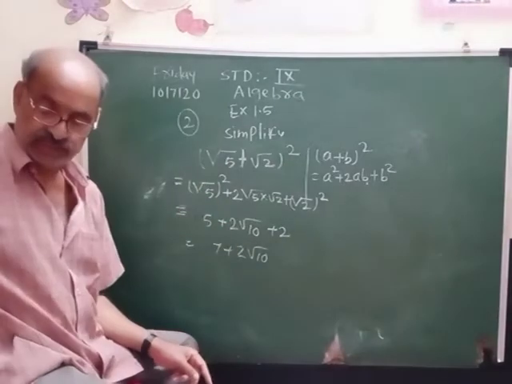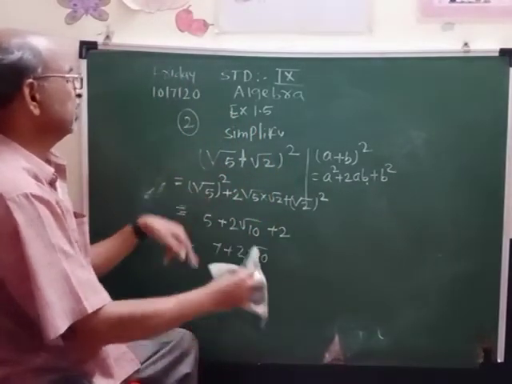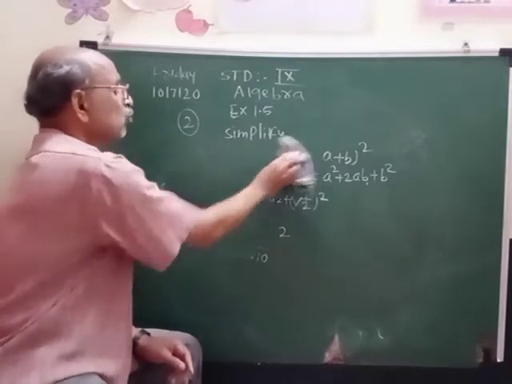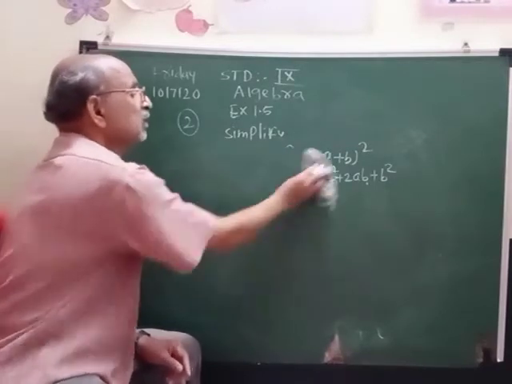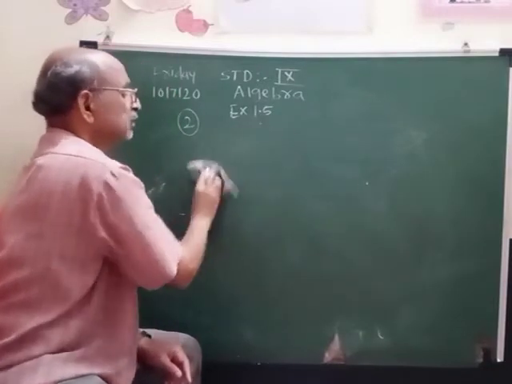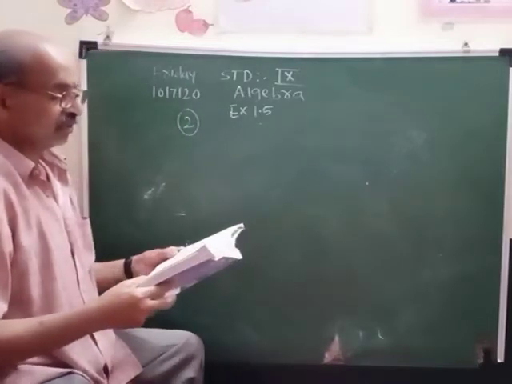In this way we can simplify the (a plus b) whole square identity by using this. Now one or two more examples we will solve, so we can get a clear idea of how to solve these examples.